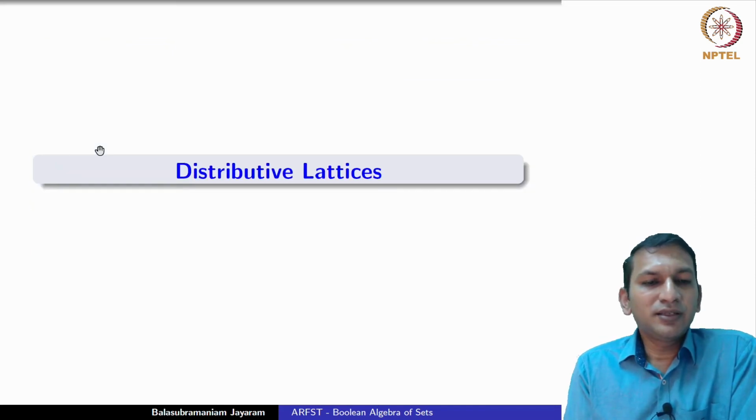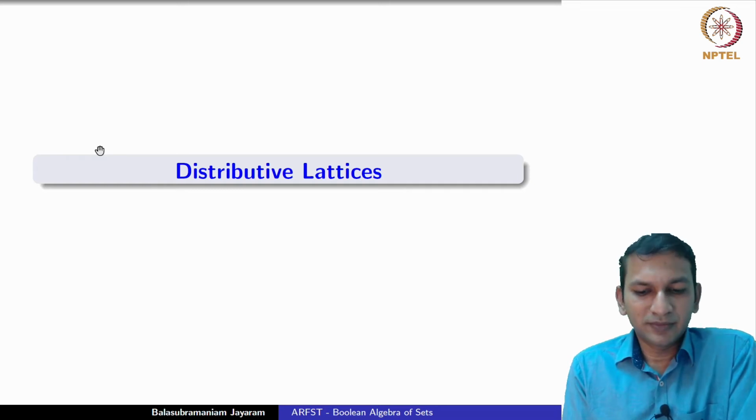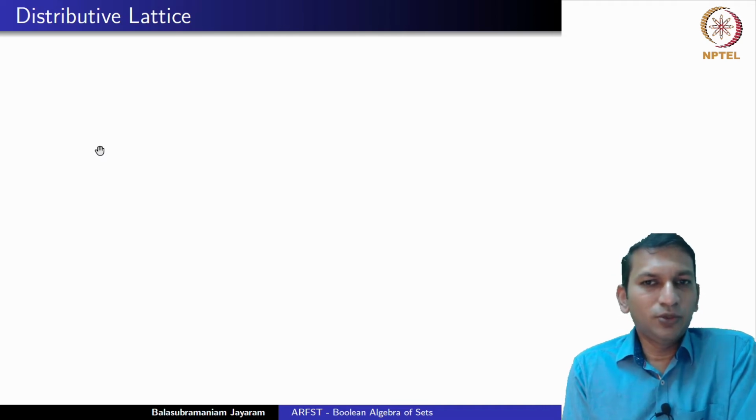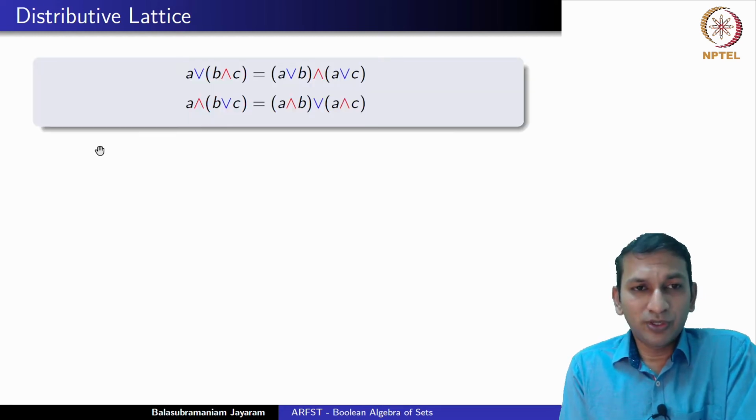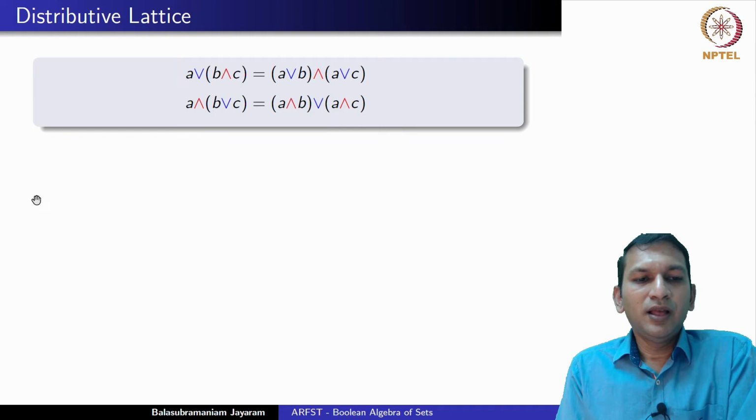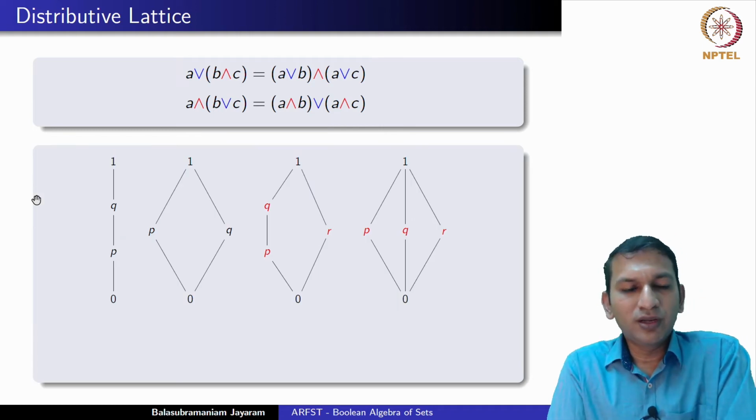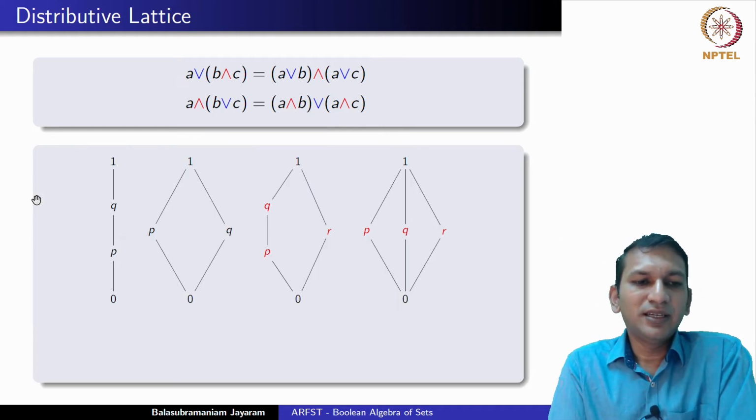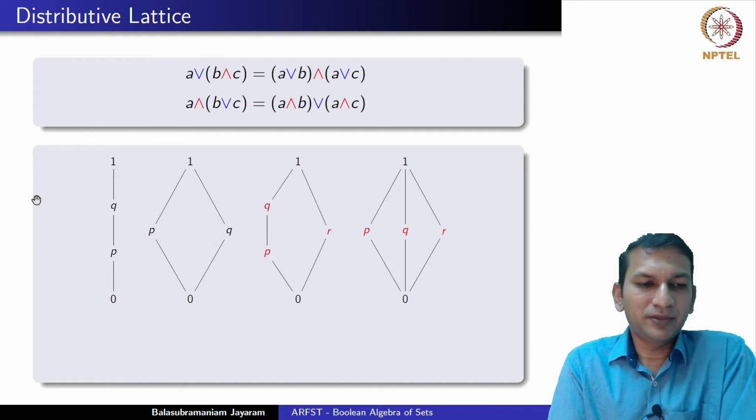Let's look at another special lattice called the distributive lattice. What's a distributive lattice? Note that from an algebraic point of view, a lattice has these two operations, meet and join. We say a lattice is distributive if join distributes over meet and meet distributes over join. These are the usual equations of distributivity that we have. Now, let's look at these 4 lattices and discuss whether these are distributive or not.